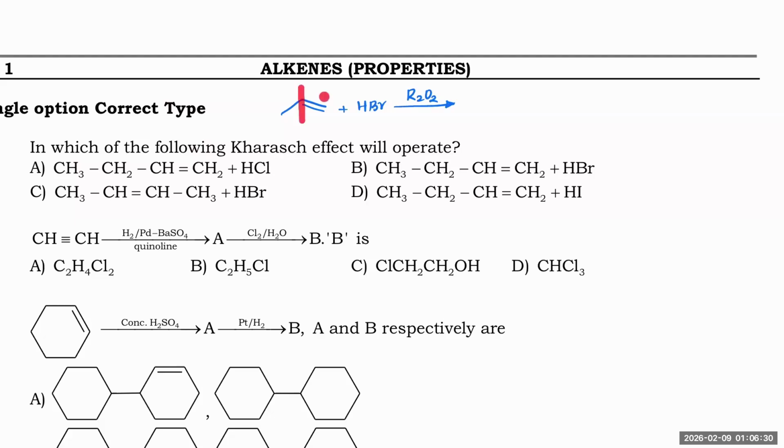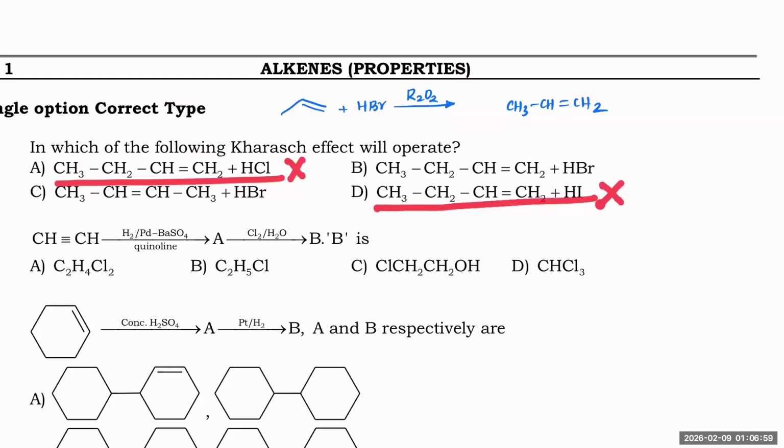We should have an unsymmetrical alkene, which means CH3, CH double bond, CH2. So you can see here there is one hydrogen, here there are two hydrogens. So it's unsymmetrical alkene. And then you're supposed to react with HBr, but that should be in the presence of a peroxy group. Now notice here, in this case, no Kharash effect is observed.